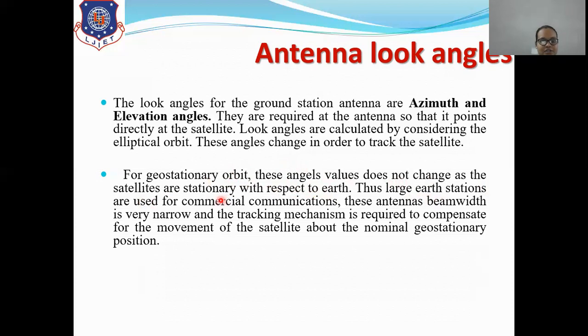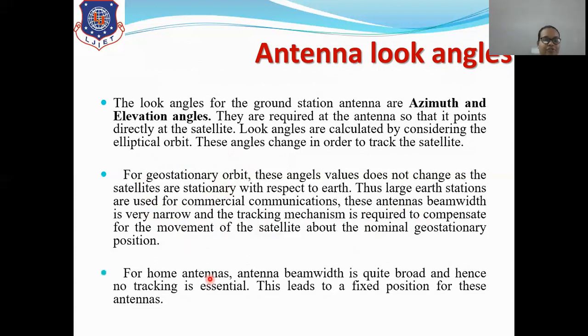Thus, large Earth stations are used for commercial communication, and for this, the antenna beam width matters. Antenna beam width means the radiation pattern of the antenna is very narrow. A tracking mechanism is required to compensate for the movement of the satellite about the nominal geostationary position. So for the geostationary orbit, we will require a tracking mechanism, as the antenna has a narrow beam width which cannot be tracked easily. For home antennas, the antenna beam width is quite broad, and hence no tracking is essential.